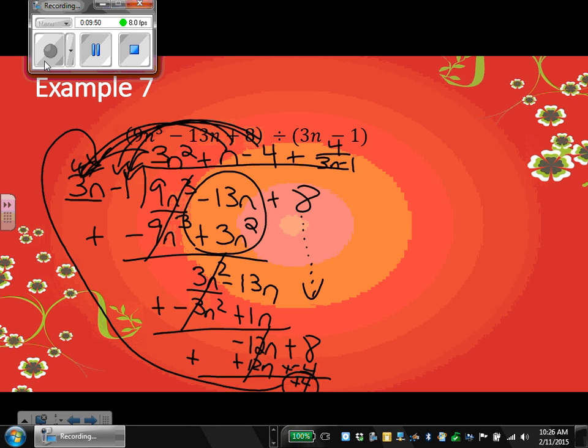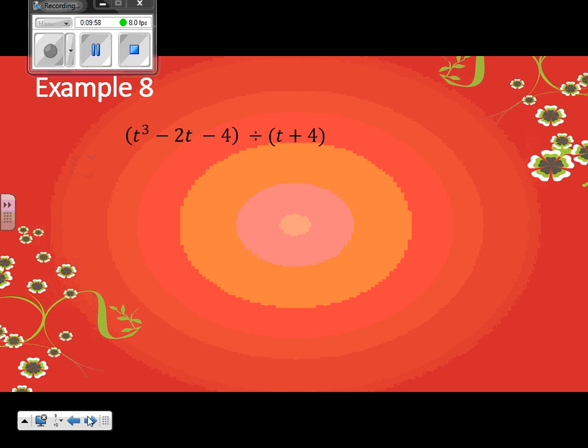Did I have any light bulbs go off? Like, I understand what you're talking about now? Kind of? Okay, so what I'd like for you to do is try this one on your own. Will it have a commercial? Which degree is it skipping? 2. It's skipping a degree of 2. So t plus 4 is divided into t cubed minus 2t minus 4.